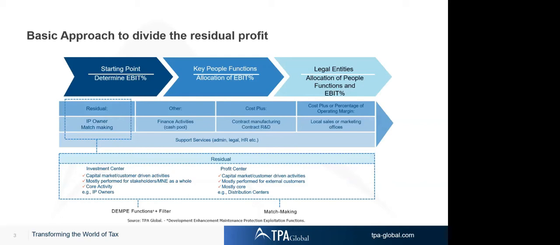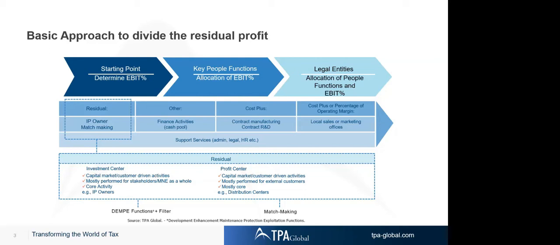Then we say, okay, we have some manufacturing and R&D which we apply a cost plus with because they're subcontractors of the lead manufacturer and lead R&D hub. And we have a margin for financing and treasury activities, which leaves us with a residual. So I'm working my way back in this picture. And that means I have a residual left for the IP owner and the matchmaker in the value chain.